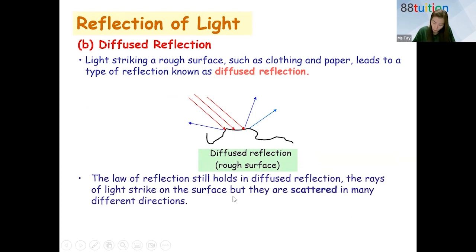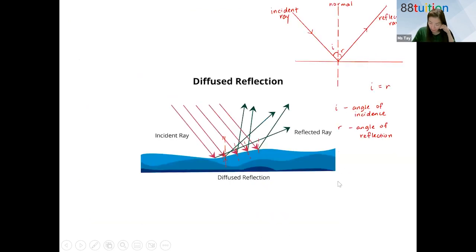So look at the light. They all still come in and get reflected, following the law of reflection, but they are now scattered in many different directions instead. If you look at the next one, take note. Every incident ray that comes in and hits the surface obeys the law of reflection. What is the law of reflection? The angle of incidence and the angle of reflection are the same.